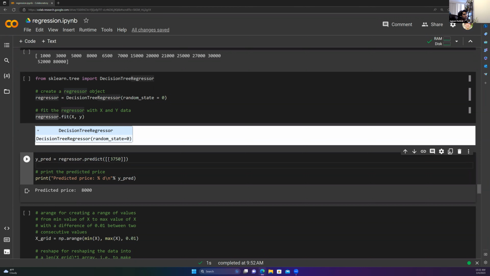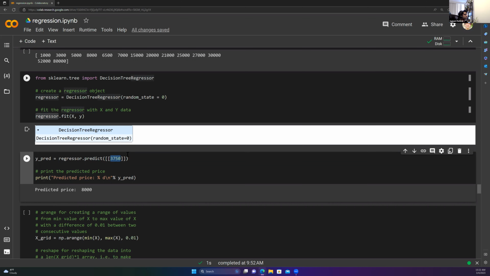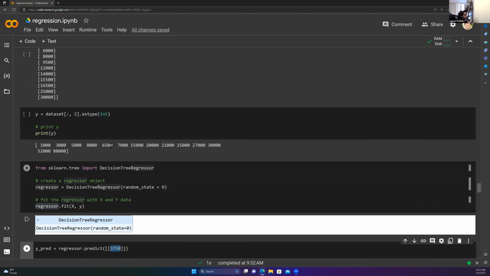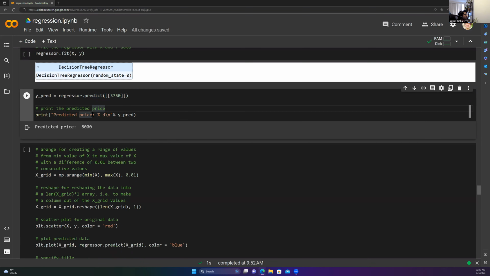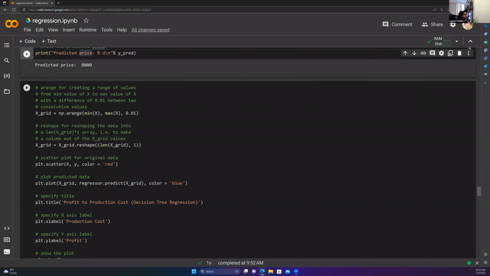So now I can use my trained model to predict on any other unseen data points. For example, this is a production cost of a different genre or a different type of method, and I want to see what the profit would be for this. So I can do that. If you run this, you would see that the model gets trained and you will come up with this predicted price.